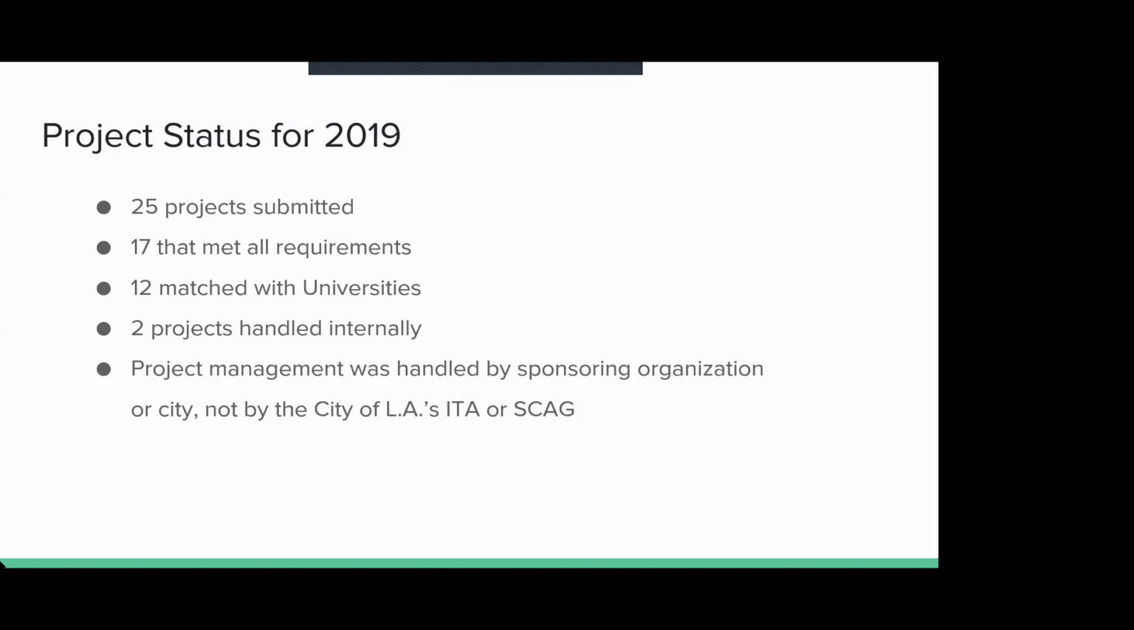So in that regard, we matched 12 projects with universities, and 2 of the projects we continue to work on internally in the data science and predictive analytics team. Another thing that we emphasize is that the project management has to be done by the city department that is submitting the proposal. In some cases, we will assist with the project management, but we really require that the department proposing the project is actively involved.